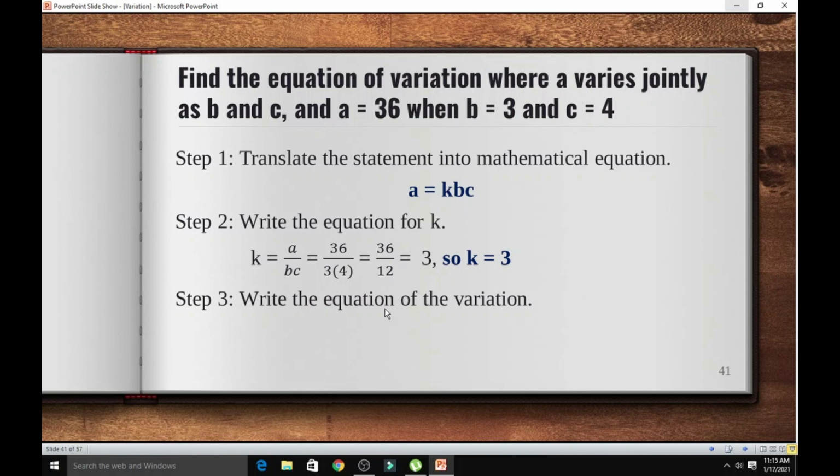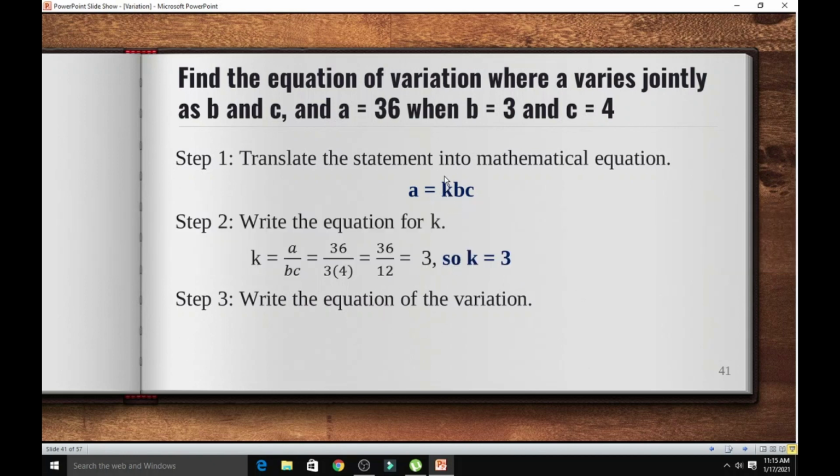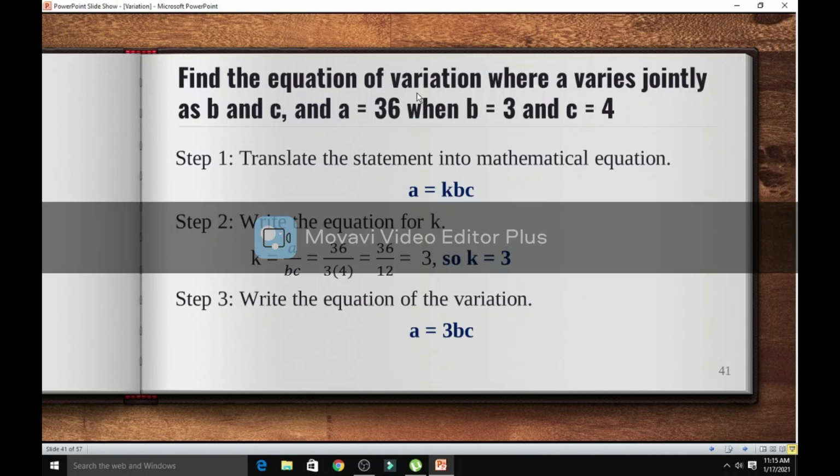So, ang step number 3 natin is write the equation of the variation, which is yun yung hinahanap doon sa ating problem, equation of variation. So, paano natin gagawin yung equation ng variation? Yung A is equal to KBC, papalitan lang natin nung nakuha nating value ni K kanina, which is 3. Alin ang papalitan? Yung letter K or yung ating constant of variation. So, ang magiging equation natin ay A is equal to 3BC. So, yun po yung hinahanap natin. Equation of variation. So, A is equal to 3BC. Okay?